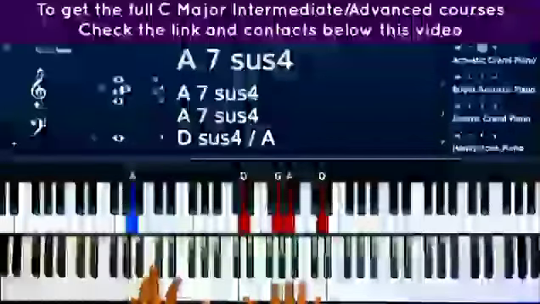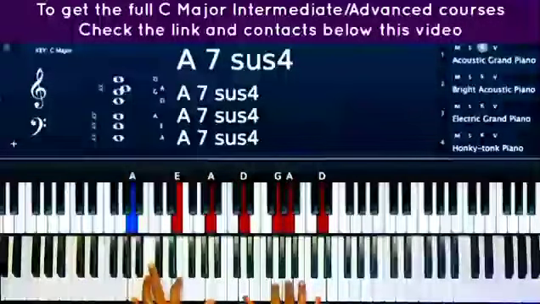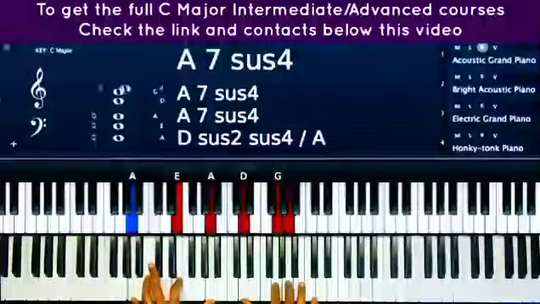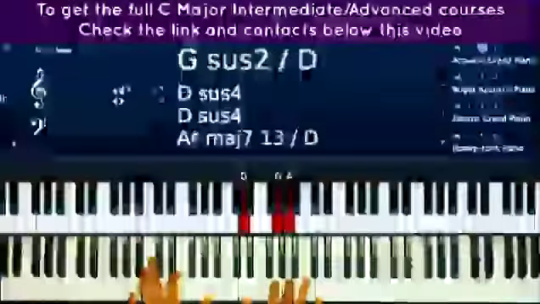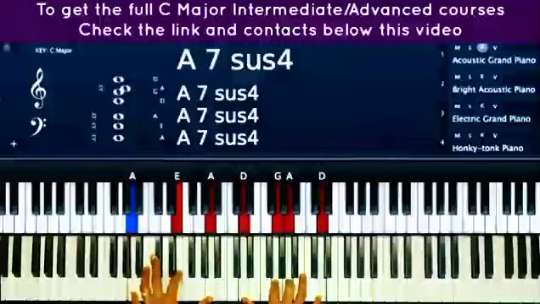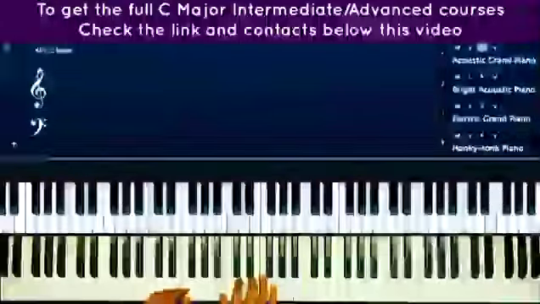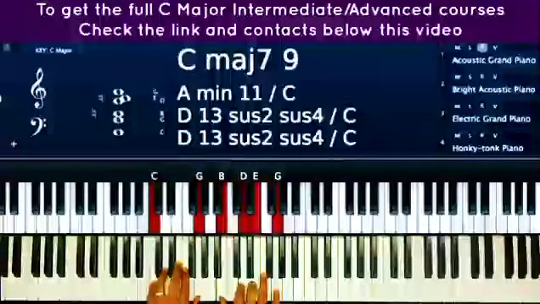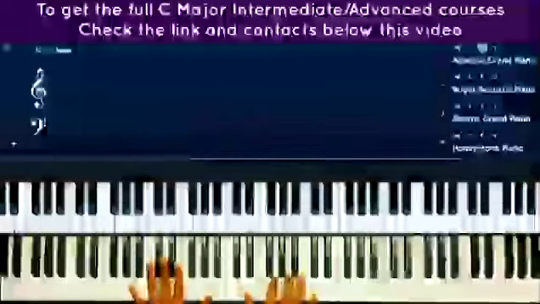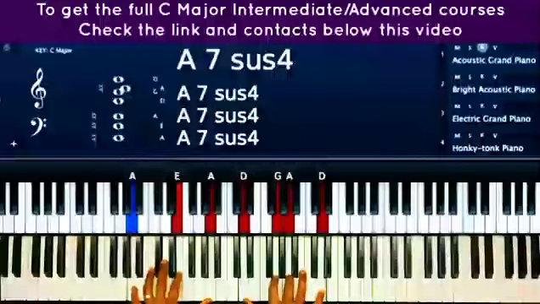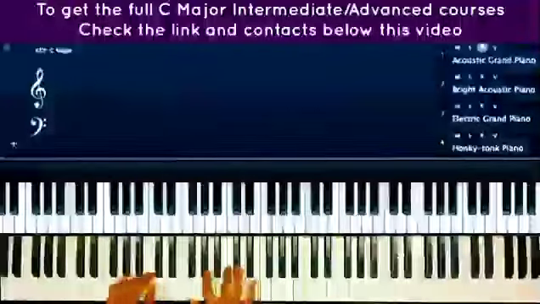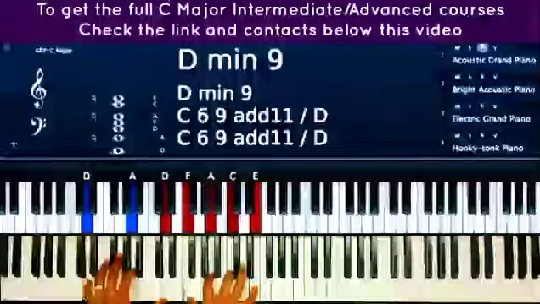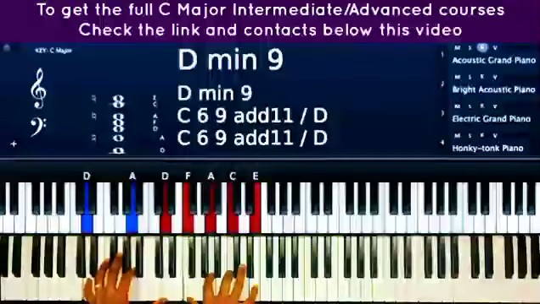So on the left we have A, E, and A. On the right we have D, G, A, and D. So let's move from our 1. And then on our 2, we'll play this D minor 9th chord.